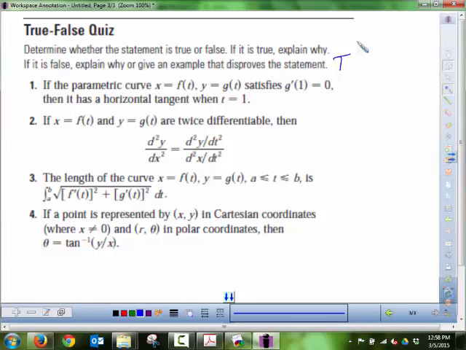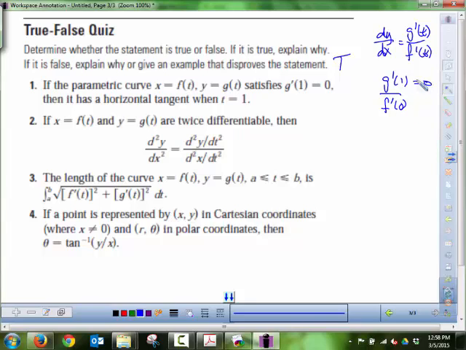So the tangent is dy dx, the slope of the tangent line, right? That tells you if it's 0, then it's horizontal. According to one of our formulas, since these are functions of t, the derivative is given by dy dt, so g prime is the y, over f prime of t. So when t is equal to 1, if g prime of 1 is equal to 0, then it looks like this whole fraction is going to be equal to 0, right? So it looks like it's true.